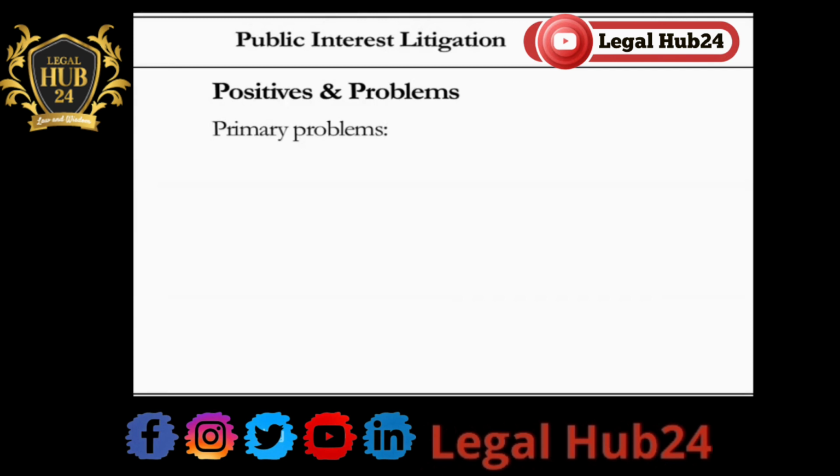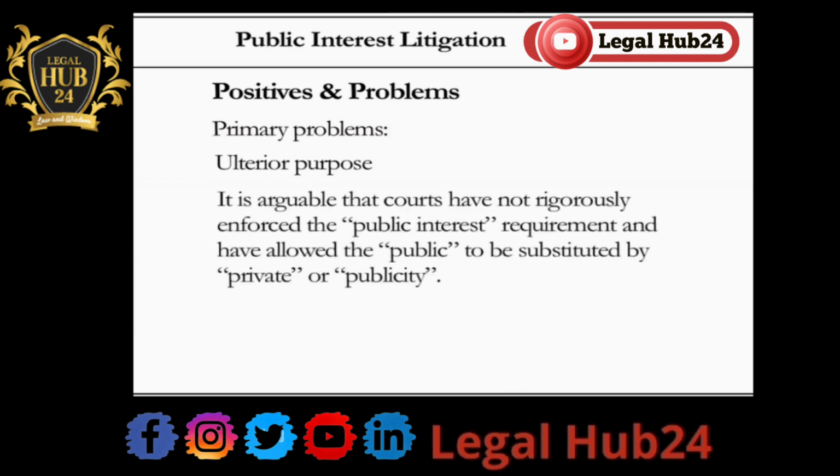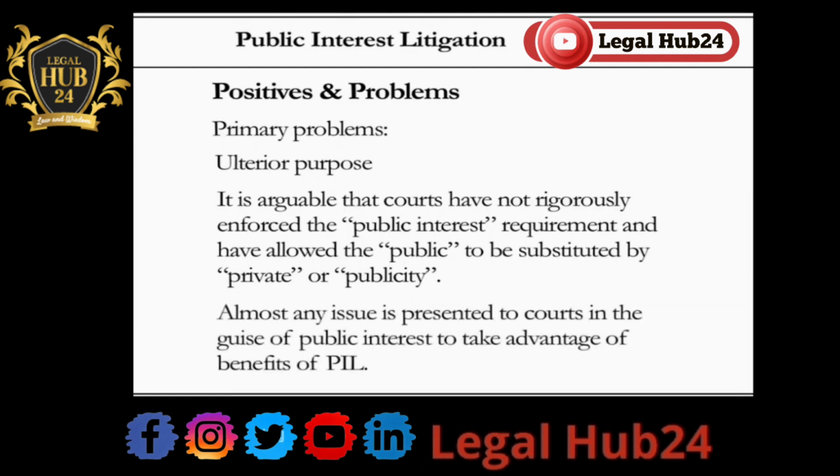The first problem is the ulterior purpose problem. Although the Supreme Court has emphasized the need for circumspection in PIL, in practice it is arguable that courts have not rigorously enforced the public interest requirement and have allowed the public to be substituted by private or publicity. As demonstrated in the lecture, almost any issue is presented to courts in the guise of public interest to take advantage of the benefits of PIL, such as the less expenses, the quick response, and the high impact.